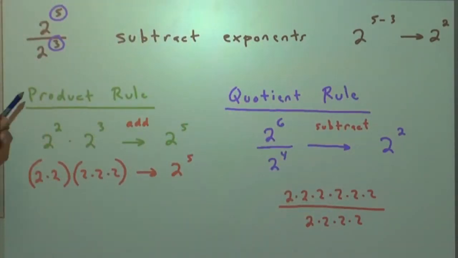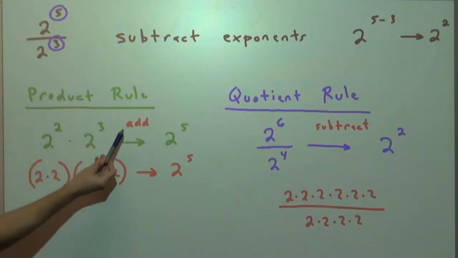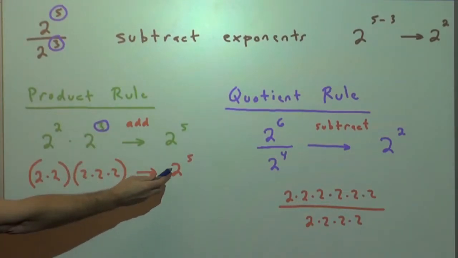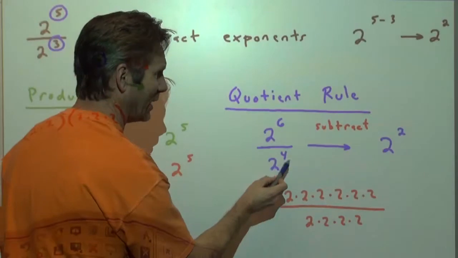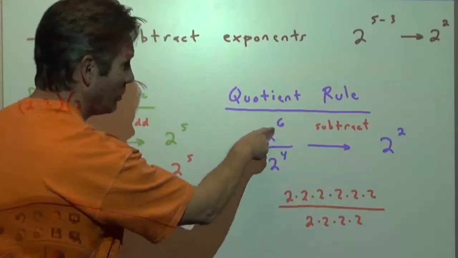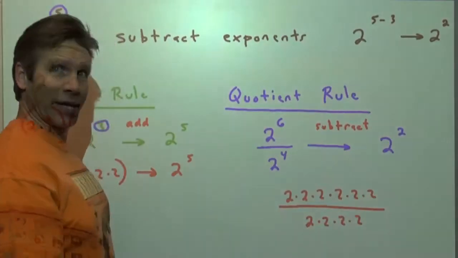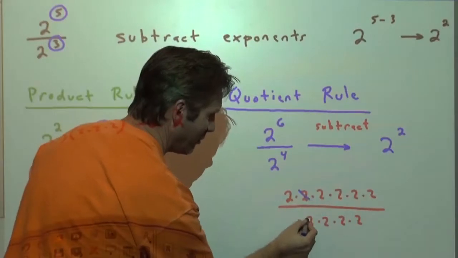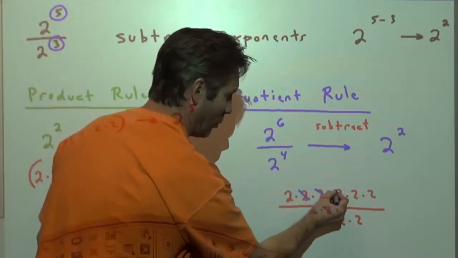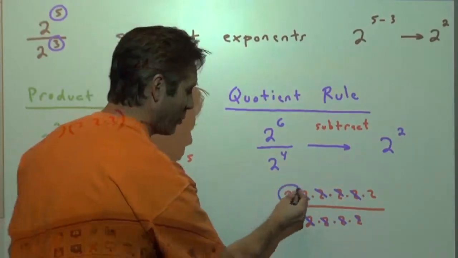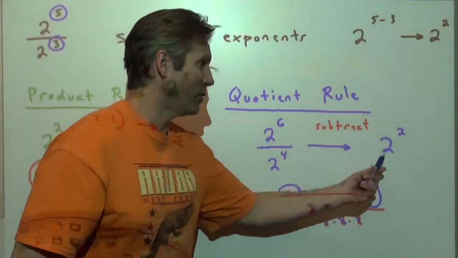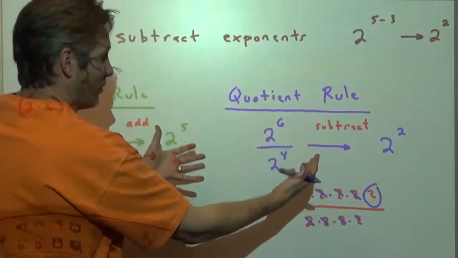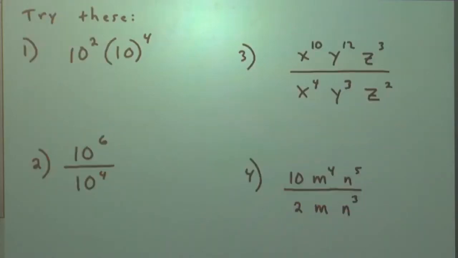Well, let's think this through. The product rule: when you multiply powers together, you add the exponents because there's 2 2's and there's 3 2's here, altogether 5 2's. But when you divide, you subtract them, you get 2 squared, because 2 to the 6th means that there's 6 2's multiplied together. 2 to the 4th, the exponent tells us how many 2's are being multiplied. This 2 divided by this 2 is 1. This divided by this is 1. That's 1. That's 1. So all you're left with is 2 2's. So it's 2 squared. Subtract the exponents. That's the trick. But if you just understand what the exponents are telling us, then you don't even need the trick. You just reason it through.